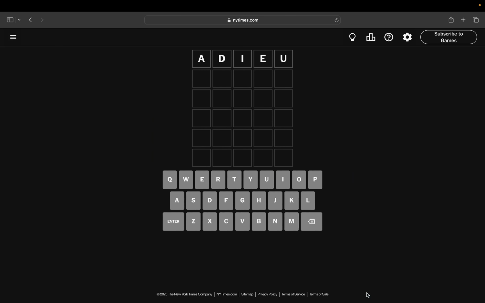Ready for another puzzle? Adieu, my first word that I always like to start with because it has two vowels. We have an A and an E. And now what I like to do is use letters from the word snort. So I'm just typing in there just to show you. Because those are just some really commonly used letters. And also the O, which is the final vowel.